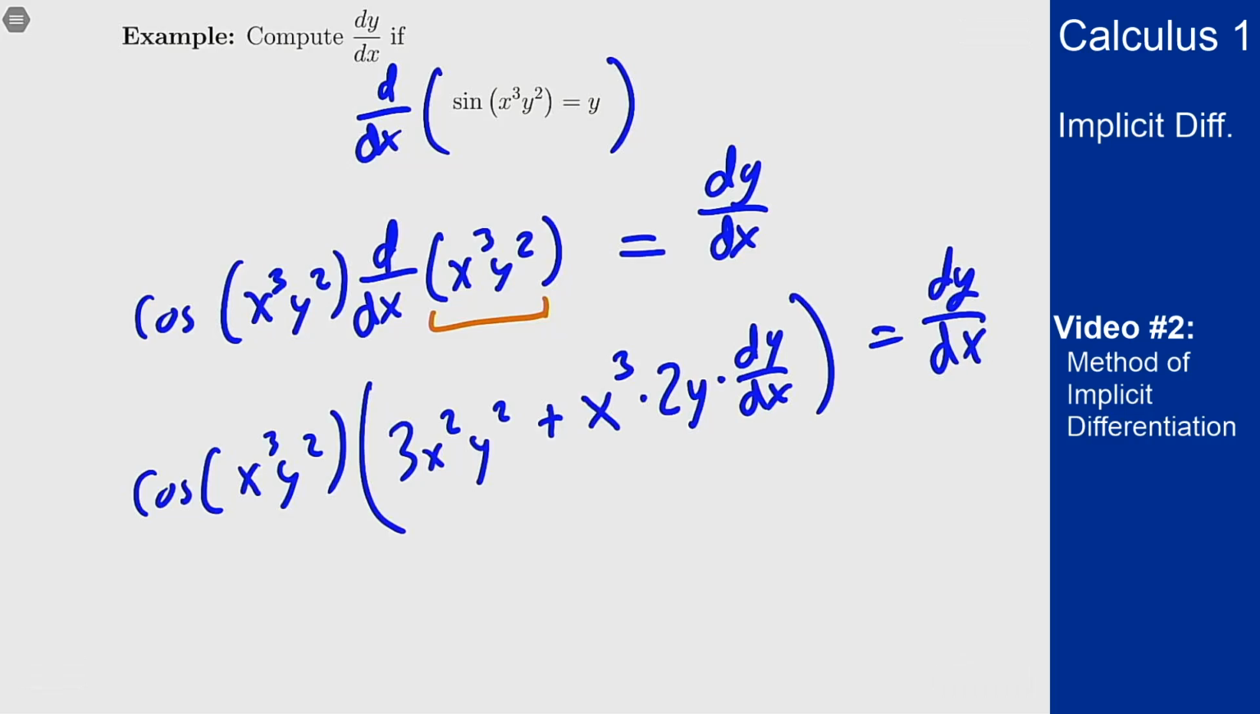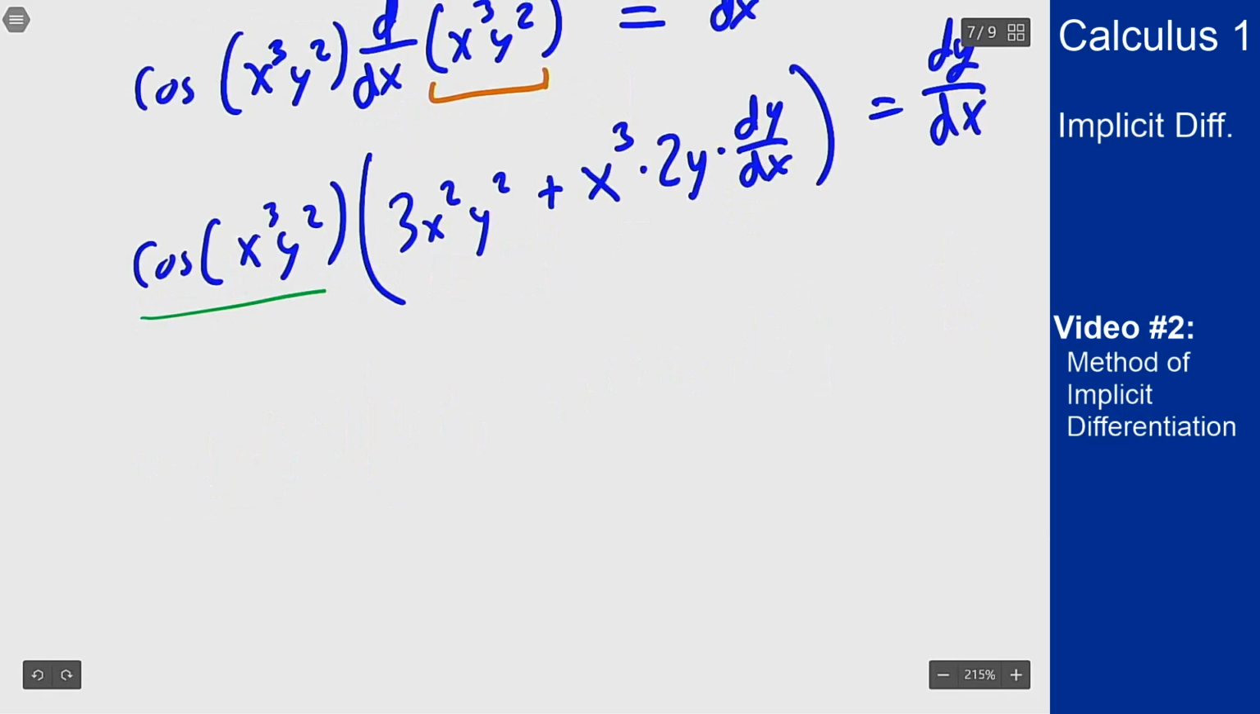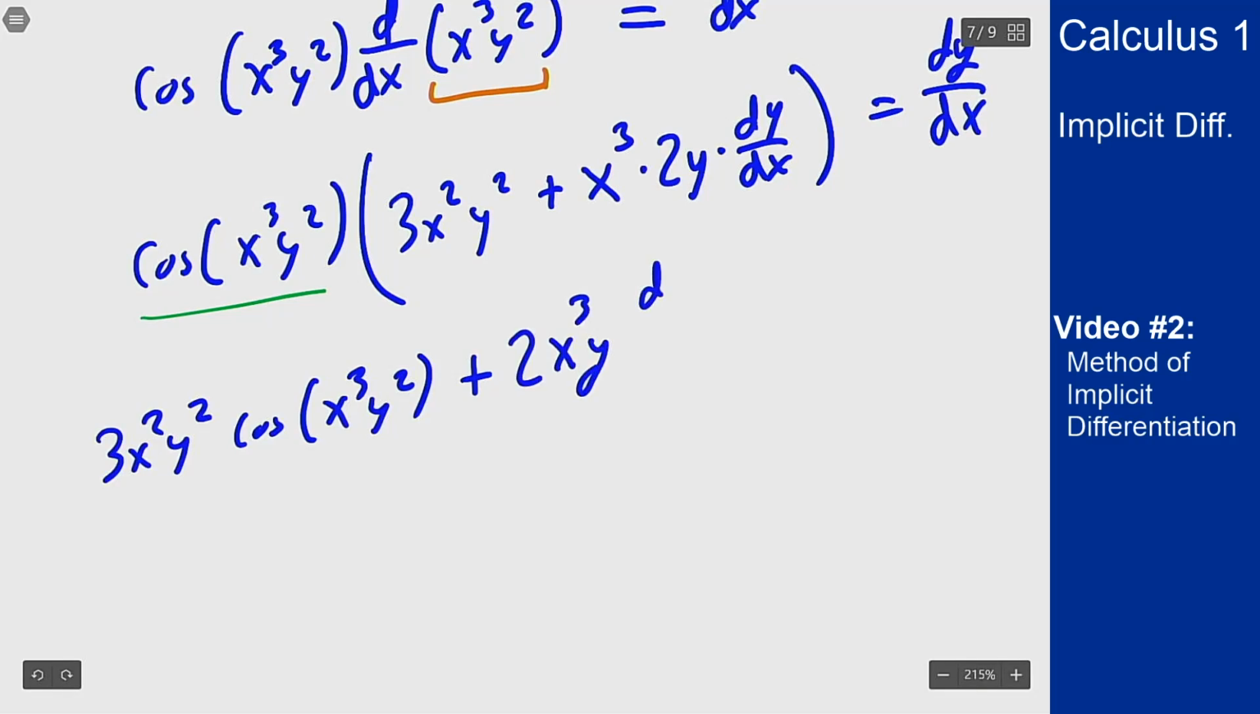Now we need to isolate dy/dx. To do so, I will have to expand out this left-hand side, distribute that into the parentheses, and then move all the dy/dx terms over to one side. So when I do that, I will get the following. I will see a 3x squared y squared cosine of x cubed y squared plus a 2x cubed y dy/dx cosine of x cubed y squared equals dy/dx.